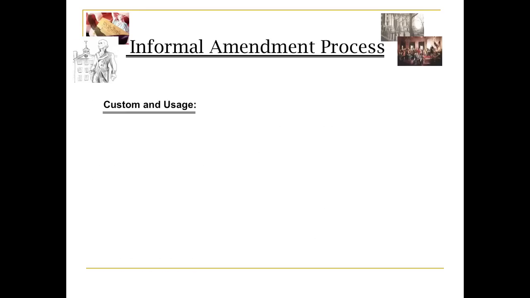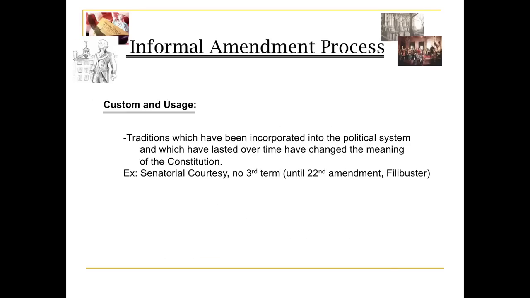And our final method is custom and usage. These are just traditions that have happened over time. Something called senatorial courtesy is an informal change to the Constitution. That's where the president will go to appoint a lower court judge in a district court, and he will call up the senator from that state and ask who they recommend, and then the senator nominates the person, not the president. That's not anywhere in the Constitution. That's just how presidents do things.